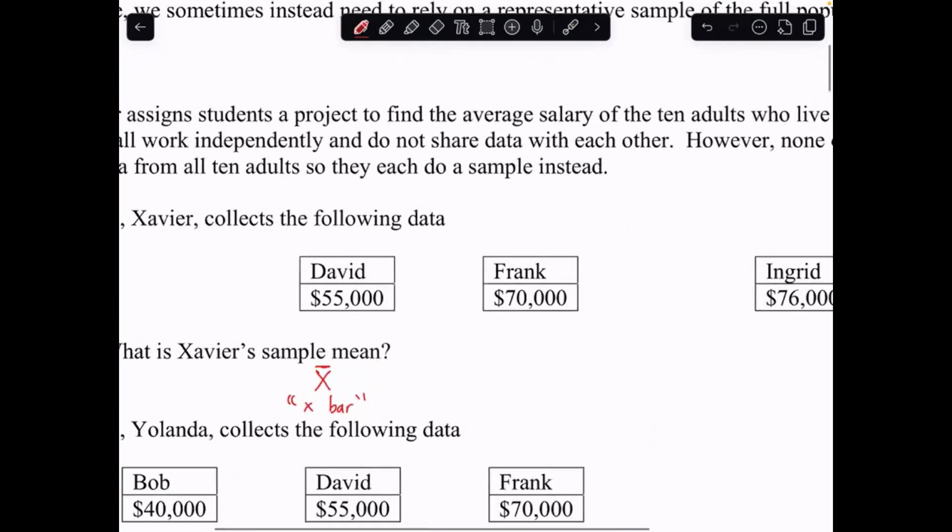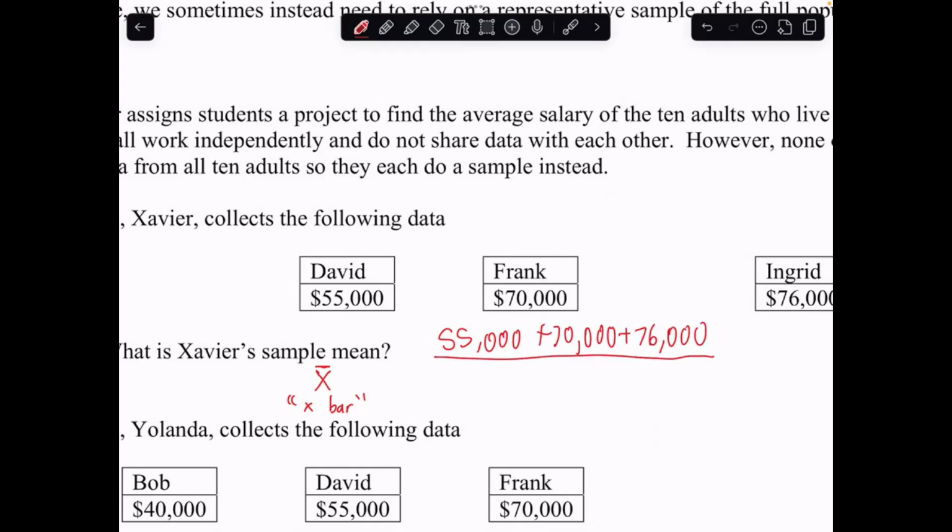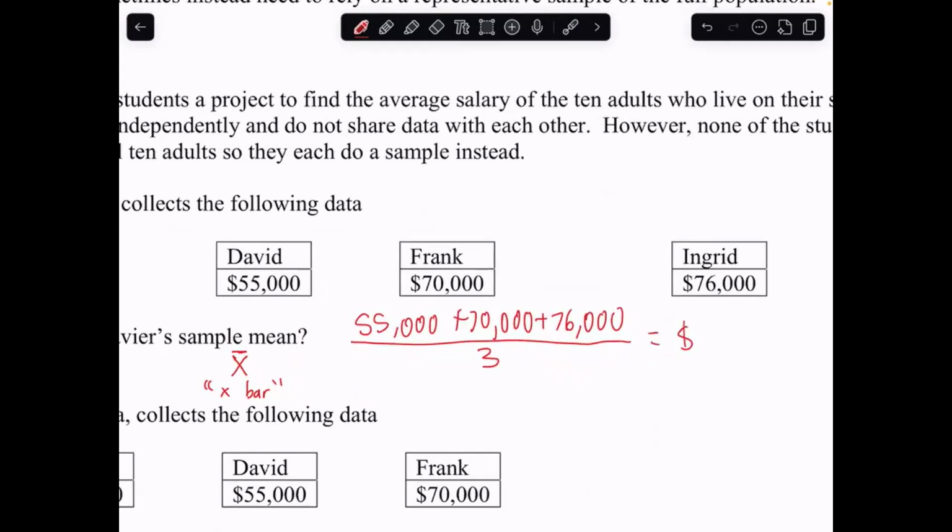Okay, so we do the mean like always. You add the values together and divide by the amount of values. Remember, even though there are 10 adults on the street, we don't have all 10 data values. We only have 3 of them, so we divide by 3 instead. So Xavier's sample mean is $67,000. The average salary of the 3 adults that he surveyed is 67,000.